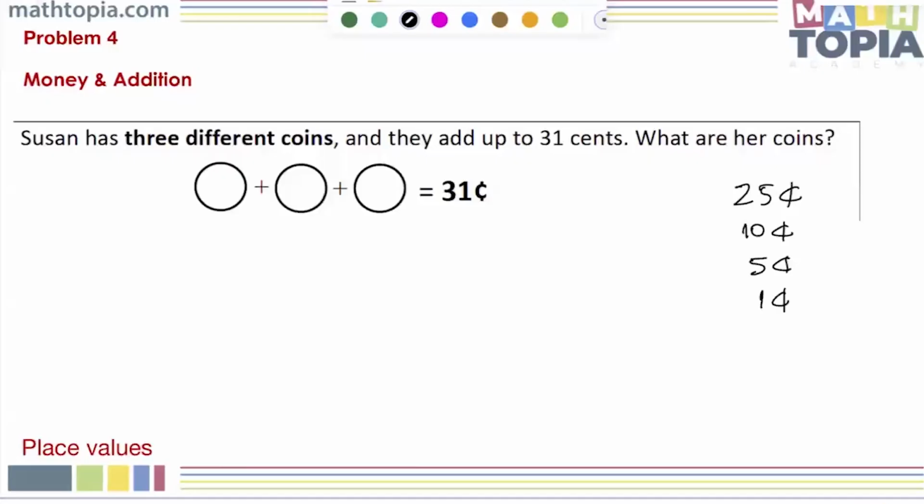You need to pick 3 of the coins to add them together to have 31 cents. I see the others got the answer. That's okay. Now take your time. Go ahead.